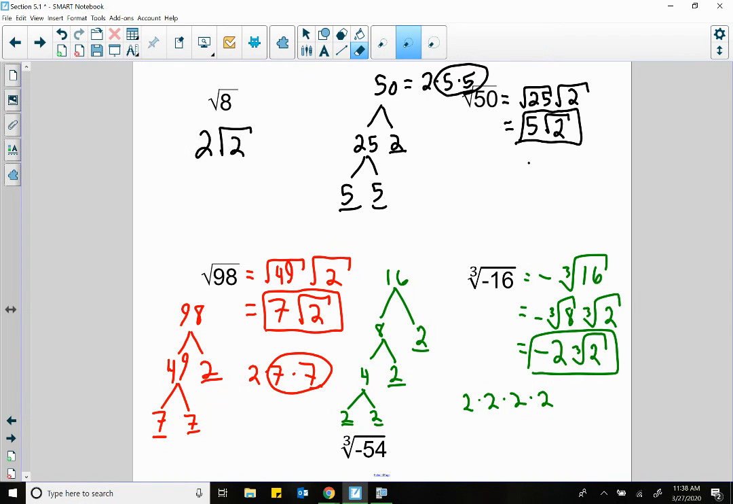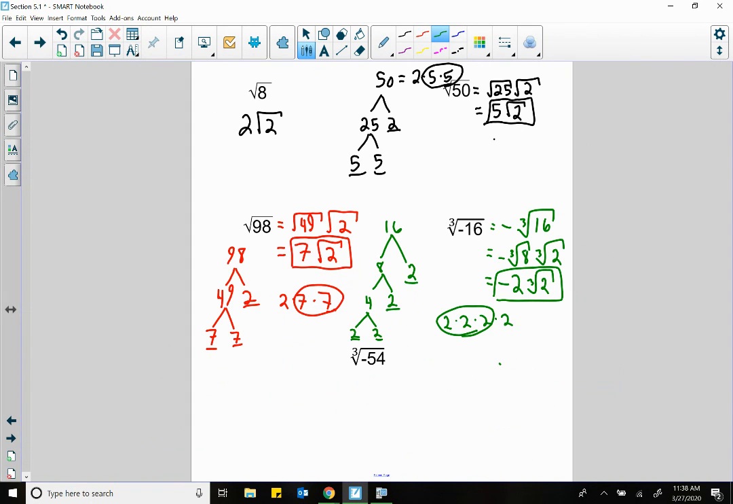And because this is a cube root, we are circling triples this time. So there's a triple. So this triple goes outside, which is why we have the 2 outside, because that's the number of the triple. This 2, because it didn't have anybody, goes back inside. And there you go. All right. So pause the video. Give this last one a shot.